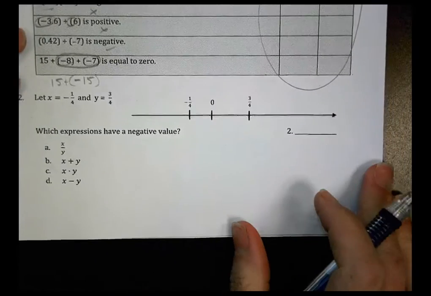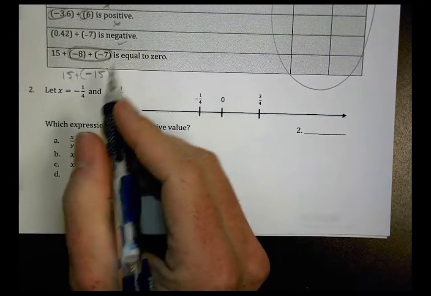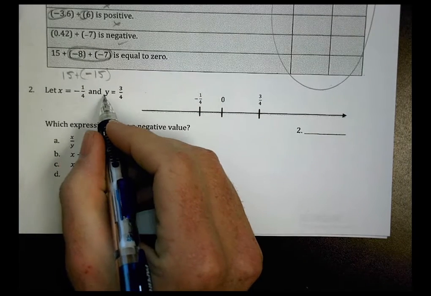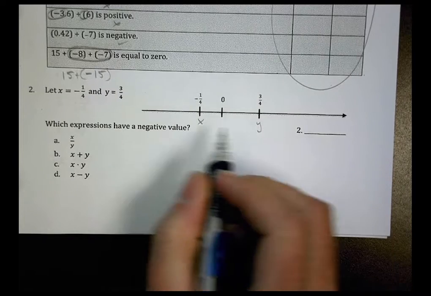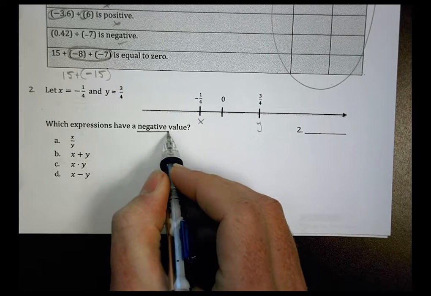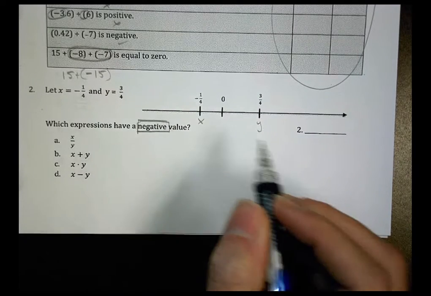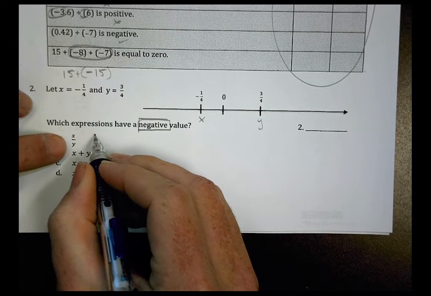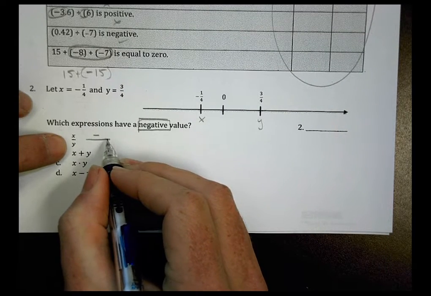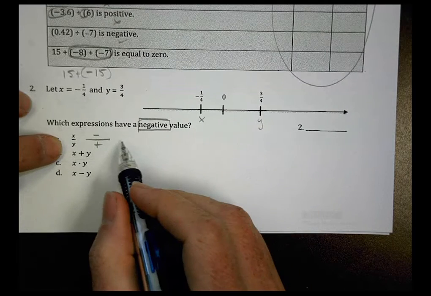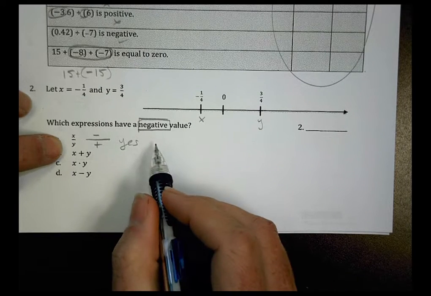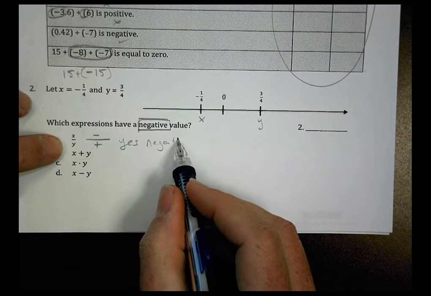Number 2. All right. Says let x equal negative 1/4 and y equal 3/4. Yay, here's x and here is y. Which expressions have a negative value? All right, negative value. So if we take a negative number and divide it by a positive number, do we end up with a negative number? Yes, we do. That is going to be negative. So it's yes, it is negative there.